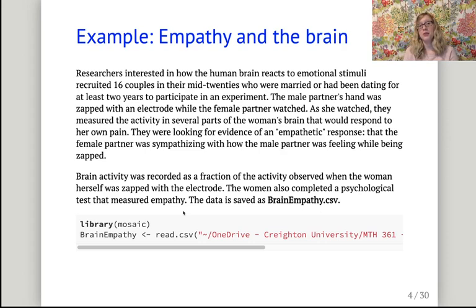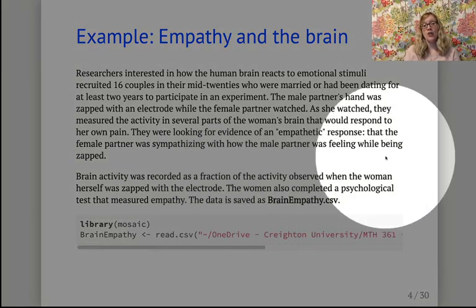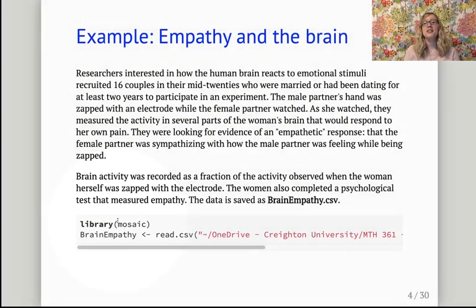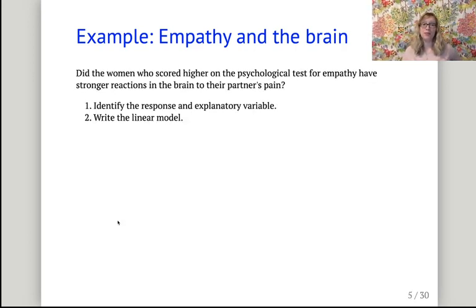An activity score of, say, 0.5 would indicate that the woman felt half the pain watching as she did when she actually experienced it. Now, they wanted to see if they could predict how the women would respond just based on a psychological test measuring empathy. So do people with higher empathy scores actually have higher chemical and physical signs of empathy?